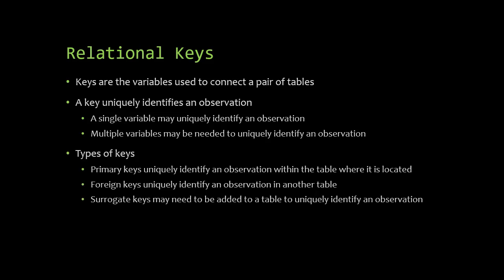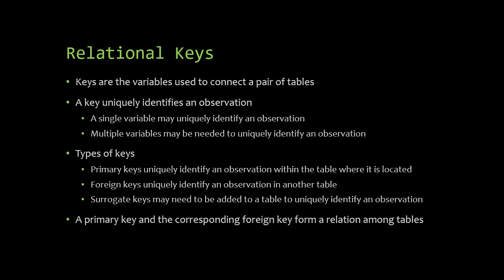There are different types of keys, 3 types. A primary key uniquely identifies an observation within the table where it is located. A foreign key identifies that observation in another table. Sometimes you have to have surrogate keys added to a table in order to uniquely identify an observation. This most commonly occurs if we have multiple variables needed to uniquely identify an observation so that we figure out a way to combine them to create a surrogate key. A primary key and the corresponding foreign key form a relation among tables.